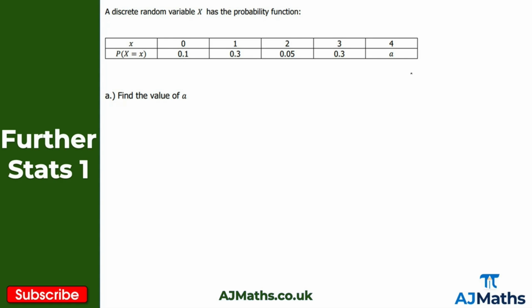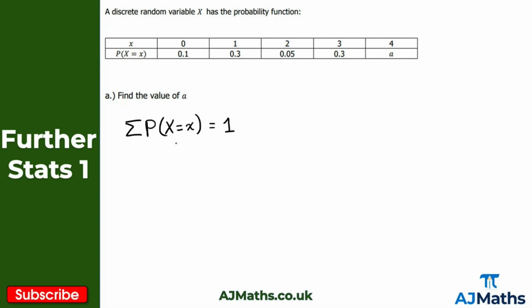Okay, so we've got it in the form of a table, and we're asked to find the value of a. Notice a here is this last probability of getting a 4. Now, context-wise, we don't actually know what this probability function represents, but we're just looking for this probability. So we use the fact that the sum of these probabilities, the probability of our random variable being equal to little x, is equal to 1. We're going to use this idea.